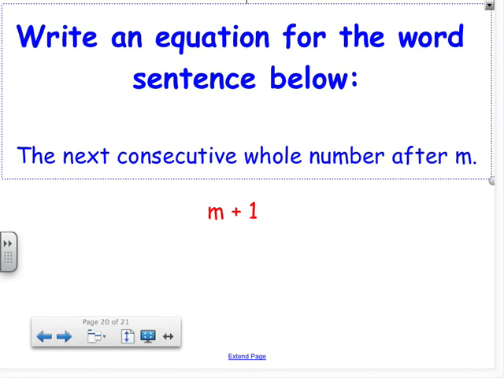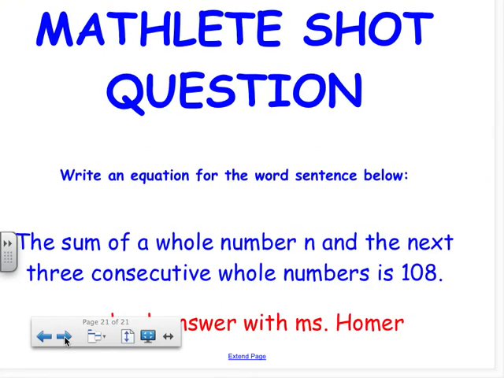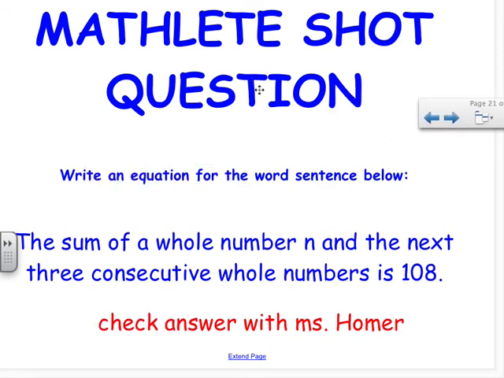And we are ready for our final Mathlete Shot question of the day. Mathlete Shot question: write an equation for the words below. Now this one's something that I do a lot with my 7th grade. This is a word problem my 7th grade does. So if you can understand this one, you can write an equation that works. You will earn a Mathlete Shot.